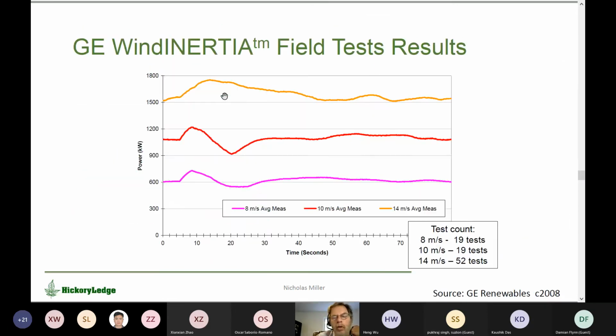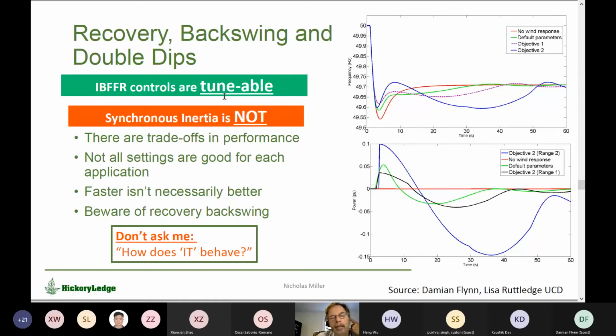Fast forward from that work, which is quite old, to work that Damien and his grad student Lisa did a few years ago, looking at a system with a lot more wind than that previous example, and showing that if you drive the turbine too hard, you can get some undesirable behavior. So the blue trace here is work that Damien and Lisa did, showing that, yeah, we can make the frequency excursion not so violent, but the backlash causes problems.